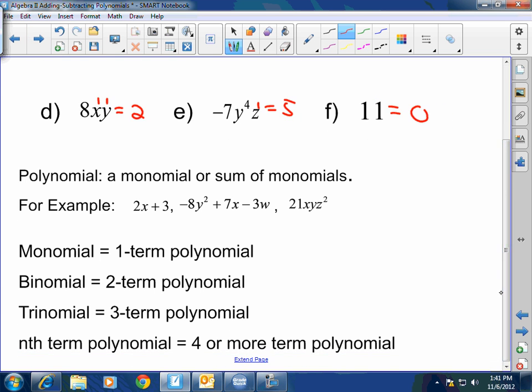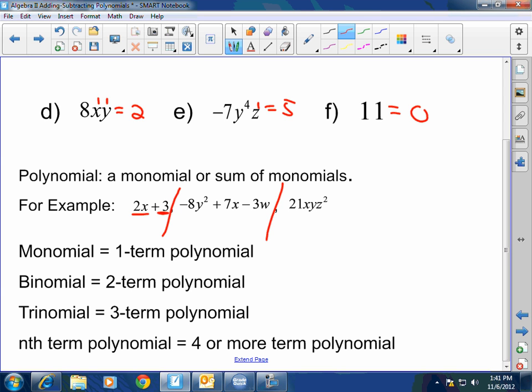Now, polynomial, guys. A polynomial is a monomial or sum of monomials. Just like terms are separated by plus or minus signs, monomials are separated by plus or minus signs. So all of these are examples of polynomials. You got 2x plus 3. There's two terms there. That's more than one monomial. That's a monomial. That's a monomial. It's the sum or difference of monomials, so that is a polynomial.